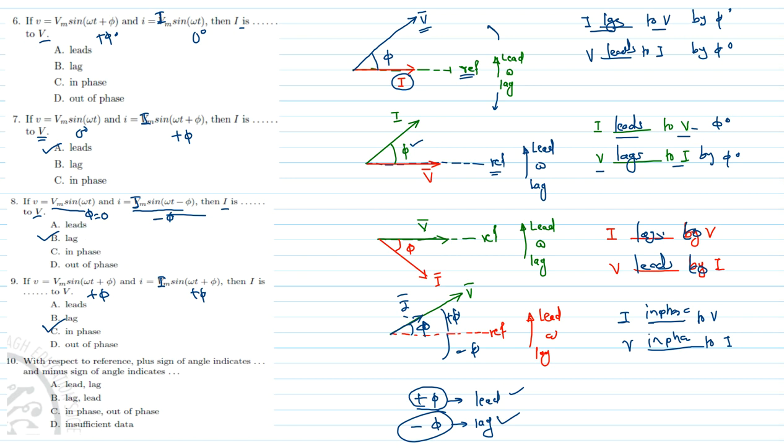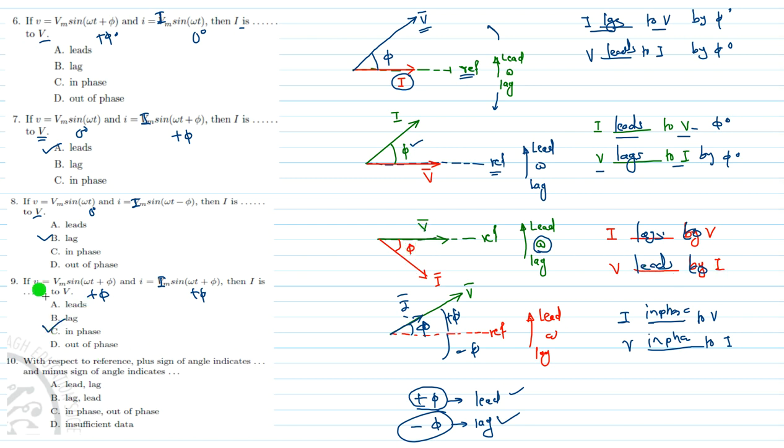Again, what is given over here? It is given that V is equal to Vm sin omega t and I is equal to Im sin(omega t minus phi). So you can see the current has angle minus phi with respect to the reference, and voltage is 0 degree with respect to the reference. This is the lead side, this is the lagging side, and phasors are rotating in the anti-clockwise direction with the speed of omega. So you will observe that the current is lagging the voltage, that is, V leads I.